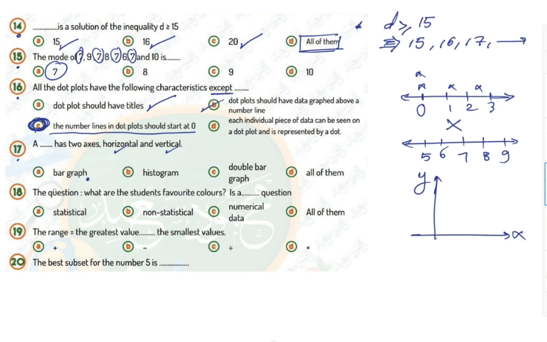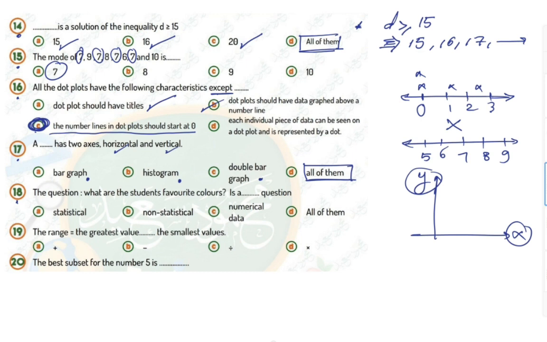Yes. Histogram? Yes. Table paragraph? Yes. So all of them we use x-axis and y-axis, horizontal and vertical. Okay. Point 18, the question, what are the students' favorite colors, is a blank question.